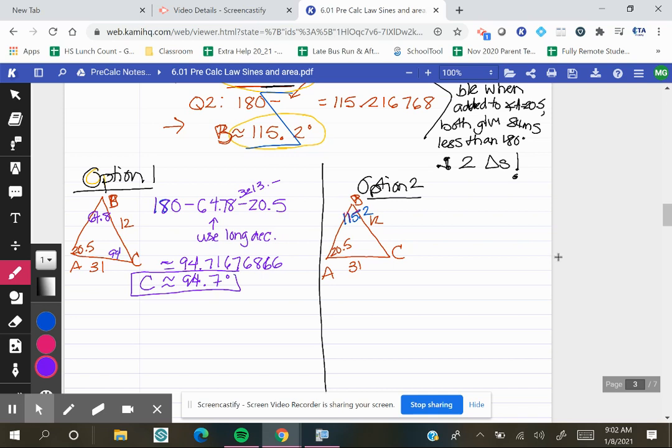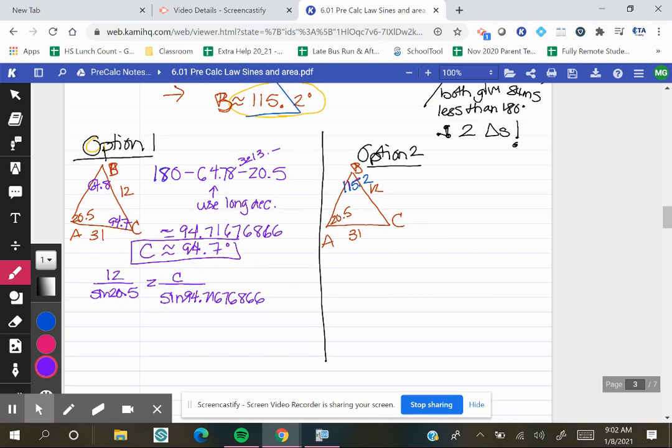So 94.7. So now we're missing just one more side, that's side C. So I'm going to find that one now. So I'll stick with my purple here. So I know it's easiest to use the shortest numbers. So I'm going to stick with 12 over sine of 20.5. And I don't have to worry about long decimals for at least the left-hand side. And then side C is what I'm looking for, lowercase c over sine of 94.71676866. And you should be using that long decimal there. So now pause the video, go ahead, cross multiply there, and solve for C.